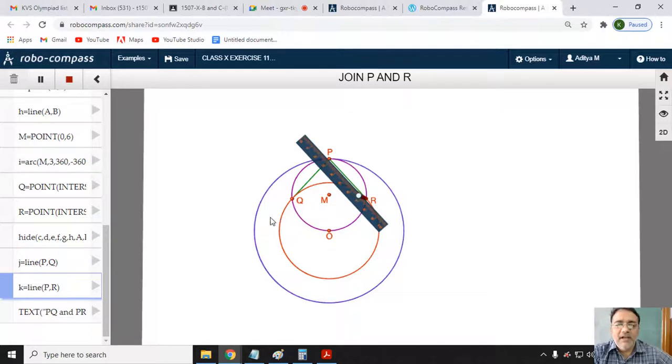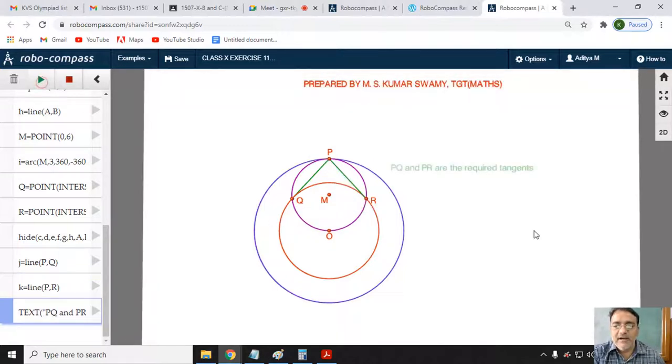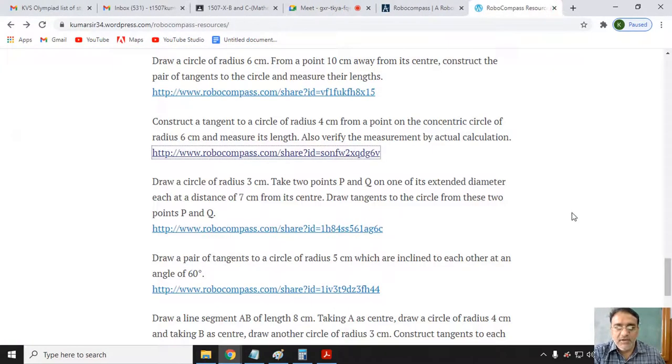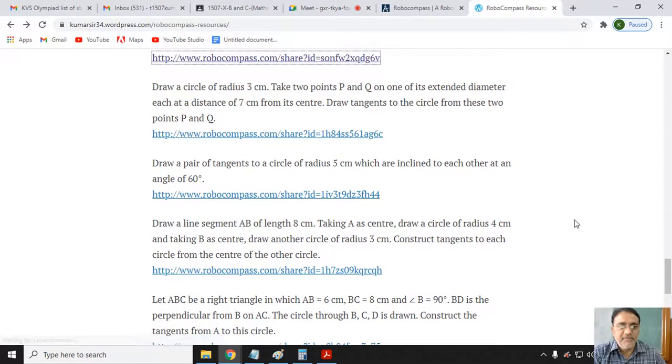So PQ and PR are the required tangents. Okay, so this is construction number 2. Now we are going to start construction number 3. Draw a circle of radius 3 centimeter.